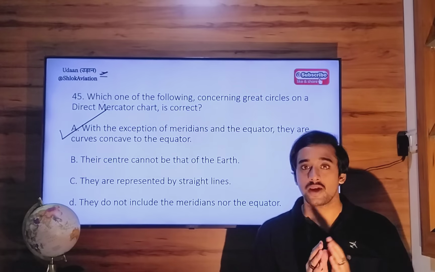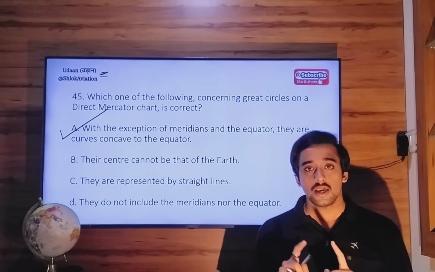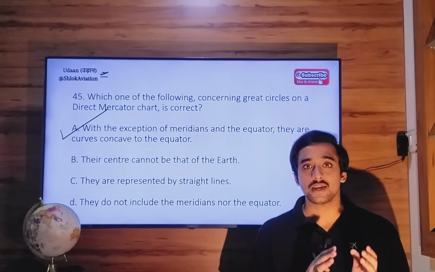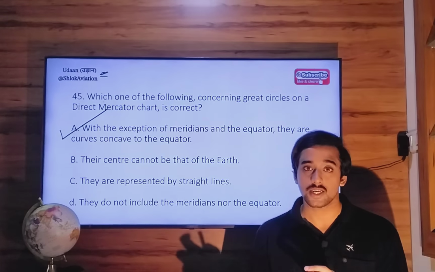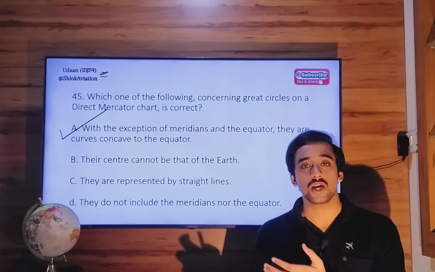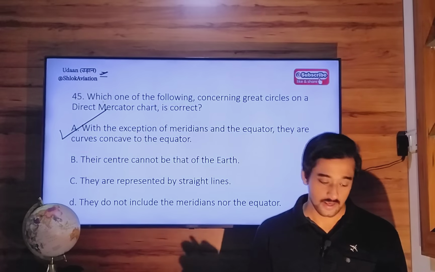With the exception of meridians, a meridian and anti-meridian together form a great circle. The equator is also a great circle. So with the exception of these two, great circles on the Mercator chart will be represented in the form of curves which are bending away from the equator or bending towards the nearest pole. So option A.